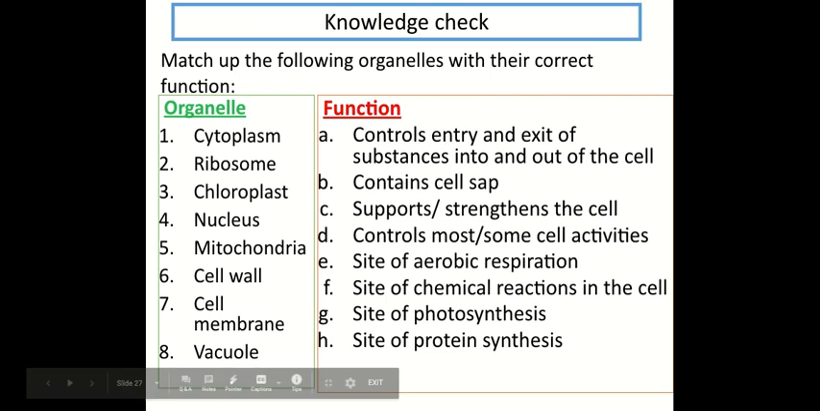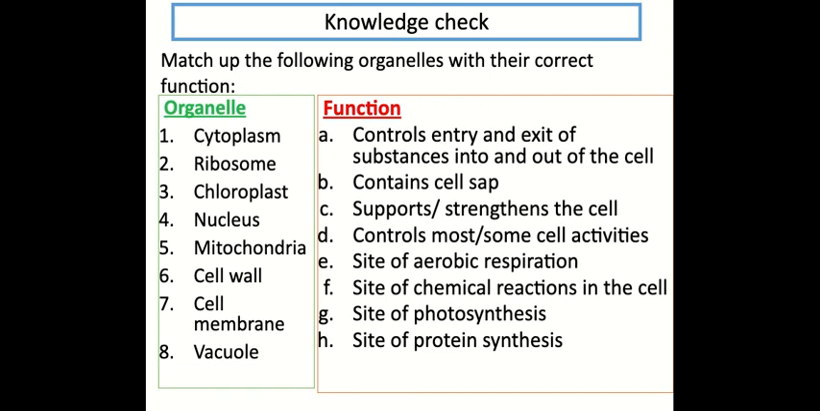4, the nucleus, controls some or most of the cell's activities. So D. 5, mitochondria, site of aerobic respiration, so E. 6, cell wall, supports and strengthens the cell, so C. 7, cell membrane, controls entry and exit of substances into and out of the cell, so A. And then 8, vacuole, it contains cell sap, so B.